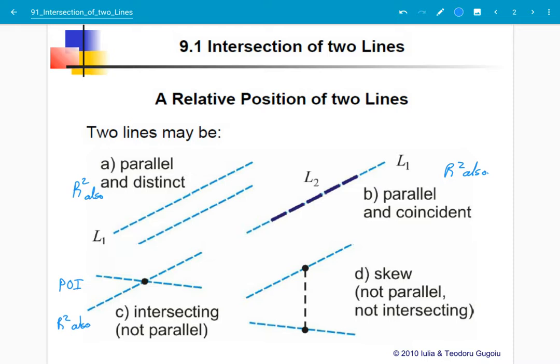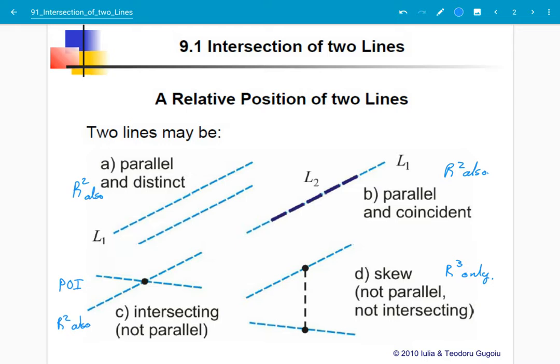Now, this third case only happens in three space. If you hold your pencils up so they're not parallel and they don't cross, those are called skew lines. Any angle, as long as they're not parallel and they're not touching, are called skew. There's no point of intersection, no POI.